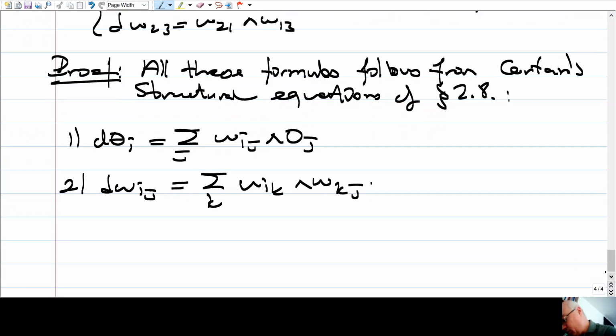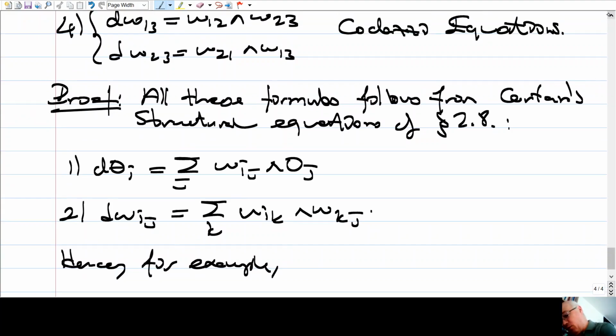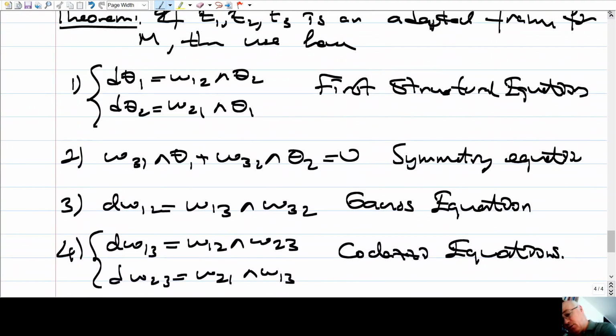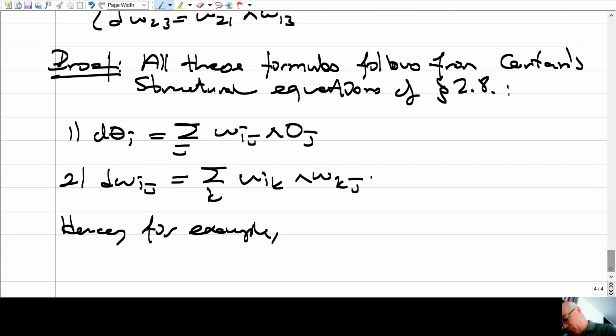So for example, d theta 1, the first one. How would you get this? This is just theta 1, so i is 1. So omega 1 2 wedge theta 2, and then omega 1 3 wedge theta 3.